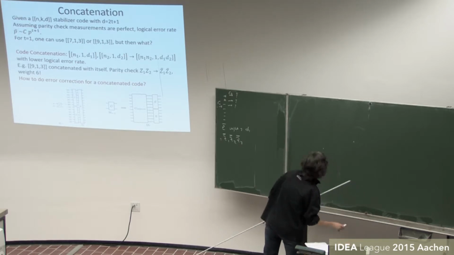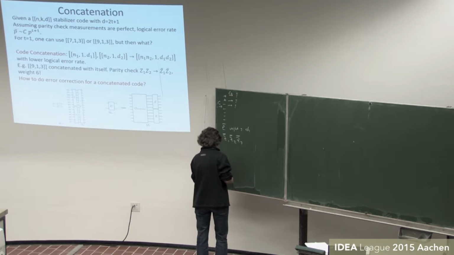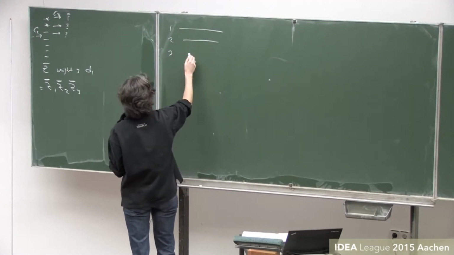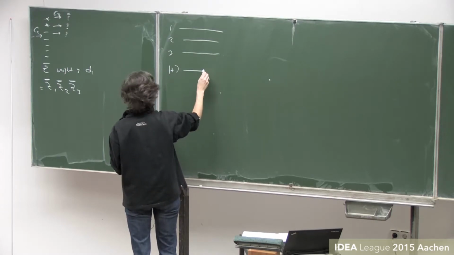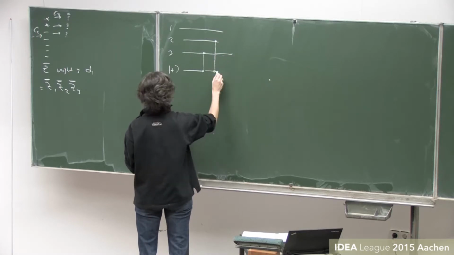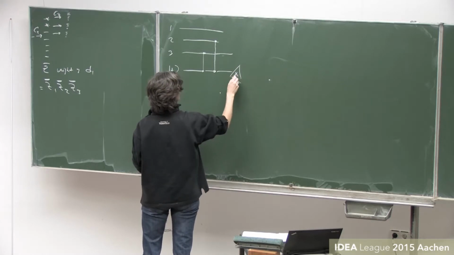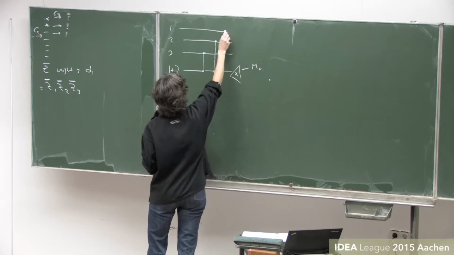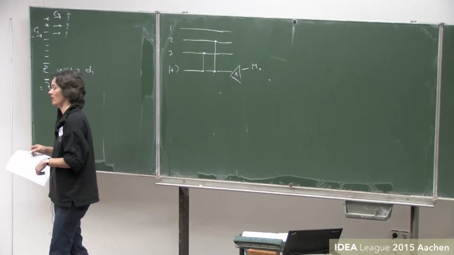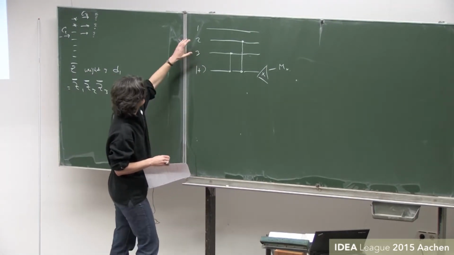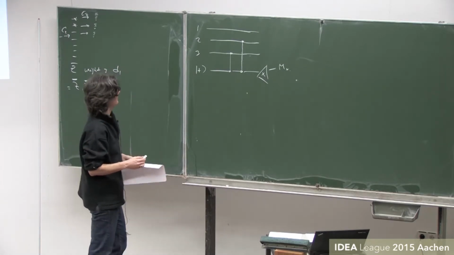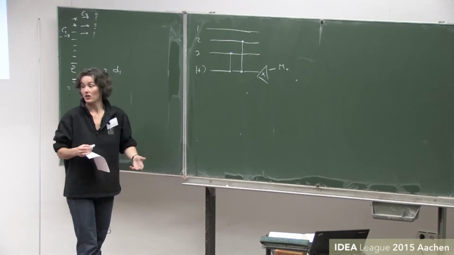So let's imagine we were using the bit flip code, and I was measuring this in the X basis, or mx. I'm using the bit flip code. So I mapped this to my 3 qubits, the 3-bit repetition code. And this is a circuit that does error correction.